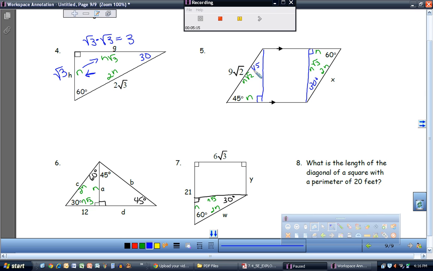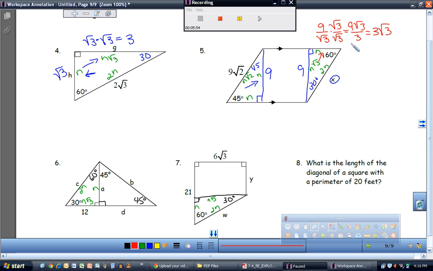On this one, I have an isosceles right triangle, and because I'm trying to find x, I'm going to work my way right across the figure. To get from here to here, I divide by the square root of 2. So that means this is 9, and this is also 9. Now, I'm going to go to home base. So I'm going to divide by the square root of 3. So 9 divided by the square root of 3. If I rationalize the denominator, 9 square root of 3 divided by 3 equals 3 square root of 3. So that's what this side is.